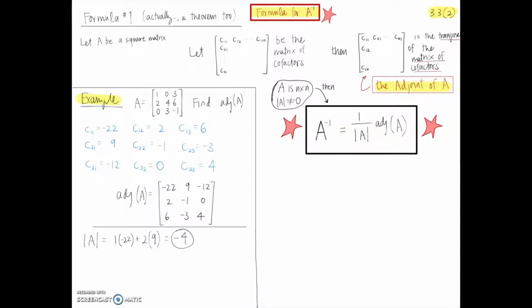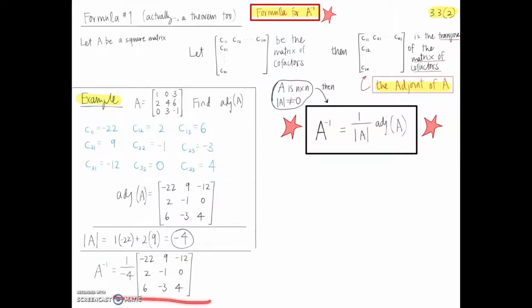And so A inverse, we'll just be putting these two things together using this formula. Obviously, we want to be careful and not interpret this as any sort of absolute value. This is the determinant of A, which is -4. And so we start off with 1 over -4 times that adjoint matrix.